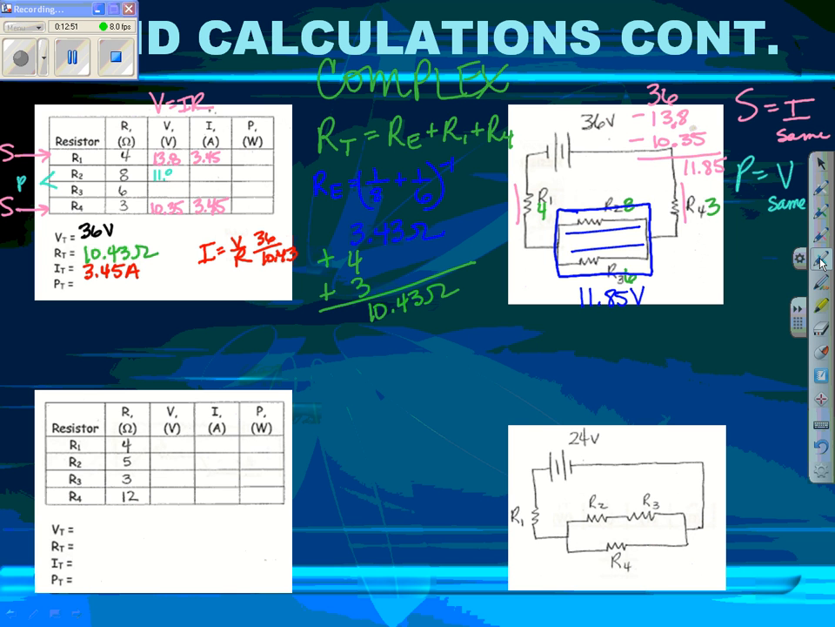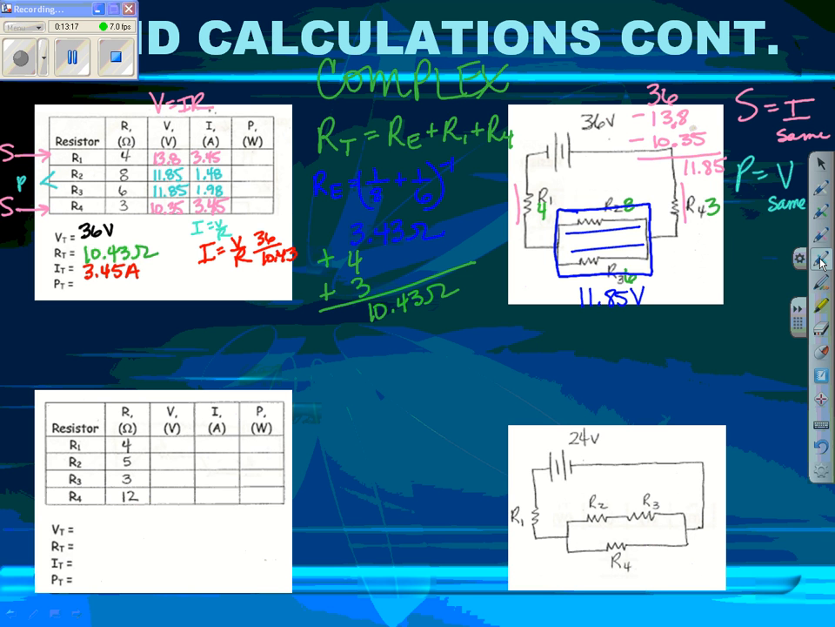So 11.85 goes here and 11.85 goes there. All right. If that's the case, I can then use this formula of I equals V over R again to solve for my parallel currents, which I'll get 1.48 and 1.98. Okay. That should be how you would solve these.